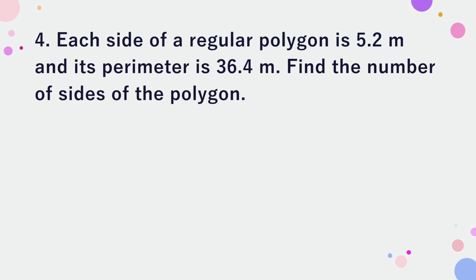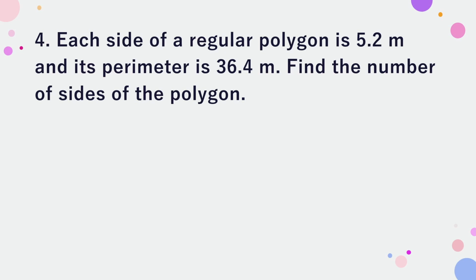Now, do you know what a perimeter is? How do we solve perimeters, by the way? Okay, it's simply the sum of all the sides. So if I have a four-sided polygon, I will be adding four measurements, because a four-sided polygon has four sides.